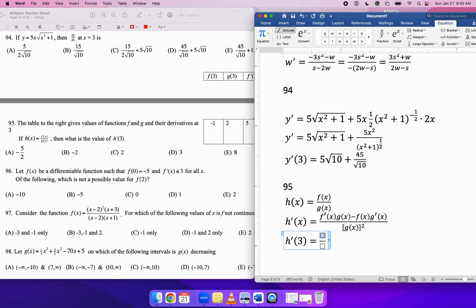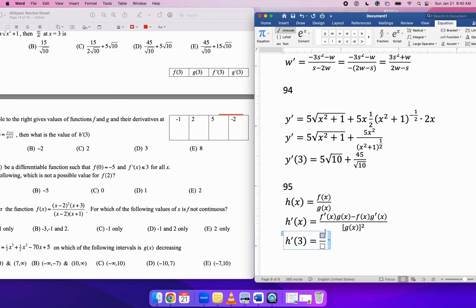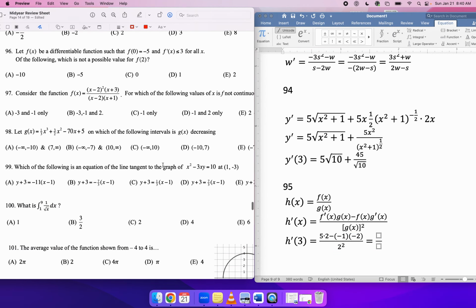So it's f prime of 3, right, which is 5. So that's going to be 5 times g of 3, which is 2, minus f of 3, which is negative 1, times g prime of 3, which is negative 2, all over g of 3 squared. So that would be 2 squared. So simplify this and you'll have your answer. Number 96.